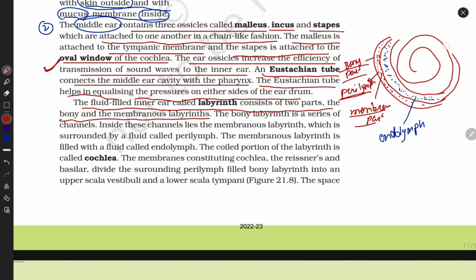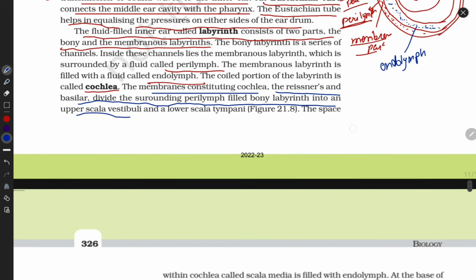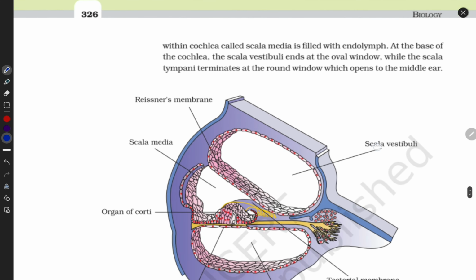Look at here. Clear guys? This is the cochlea, this is the perilymph, and this is the endolymph. Clear guys? Very clear. Next, the membrane constituting the cochlea. The Reissner's and basilar membranes divide the surrounding perilymph-filled bony labyrinth into an upper scala. Let me show you.